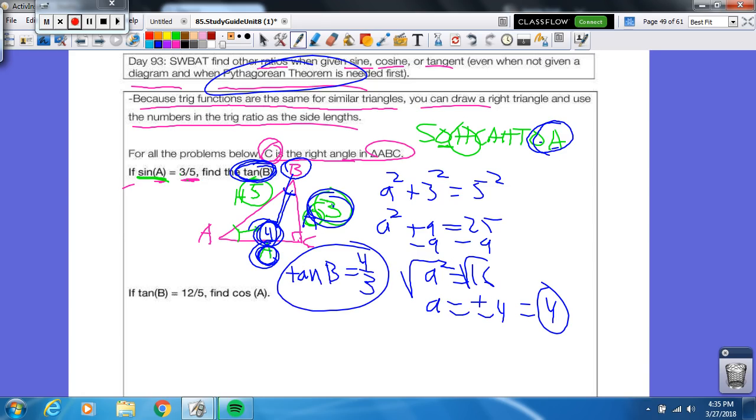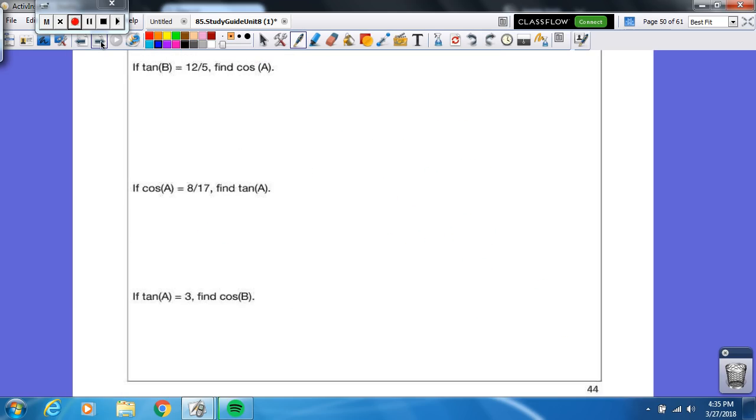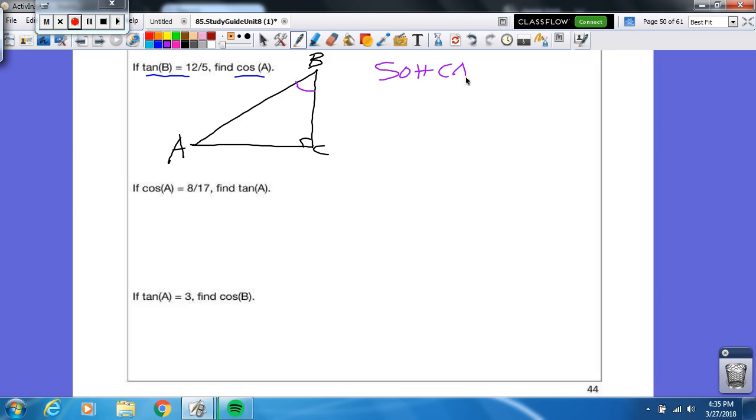Got it. Okay, let's try another one. If tangent of B is 12 over 5, find cosine of A. So sort of similar. Let's draw a right triangle. So we got A, B, and C is the right angle. That's what it said in the problem. Okay, SOHCAHTOA, write it down.